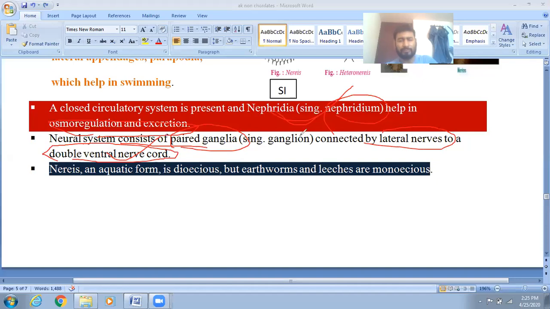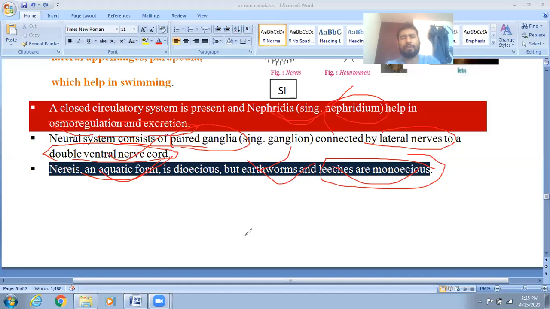One thing you can see here, for example, is Nereis, an aquatic form. I already talked about this. Nereis is aquatic and dioecious, meaning sexes are separate. But earthworm and leeches are monoecious. Earthworm is also given in the syllabus in the next chapter, Structural Organisation in Animals. They may not ask it in this chapter, but you can't say, maybe they will.